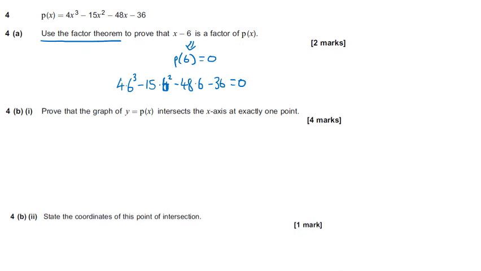Prove that the graph of y equals p of x intersects the x-axis at exactly 1 point. Okay, now once we've found one factor, if we want to find other roots, then what we usually do is either do polynomial long division or compare coefficients. So I'll do a long division here. So I'm going to divide the polynomial by that factor.